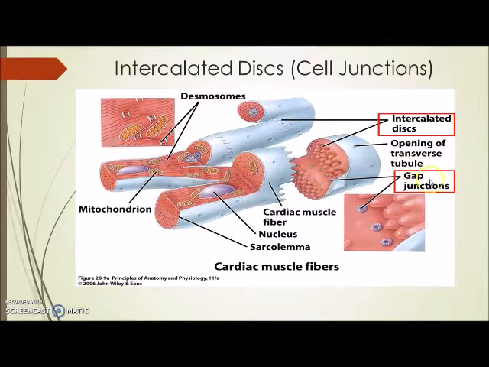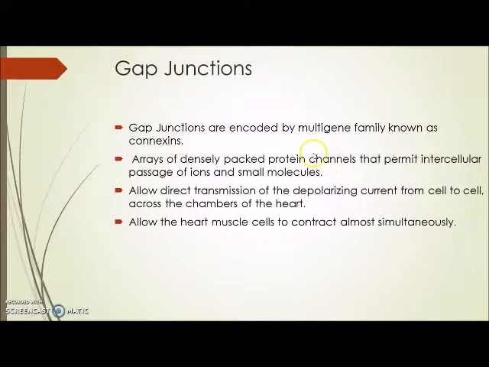First, I would like to explain the gap junction. The gap junction is a packed protein channel that permits intercellular passage of ions and small molecules. It helps in electrical signal transmission by direct transmission of the depolarizing current from cell to cell across the chamber of the heart, and it also allows the heart muscle cells to contract almost simultaneously. Recently, scientists have found that gap junctions are encoded by a multigene family known as the connexins.